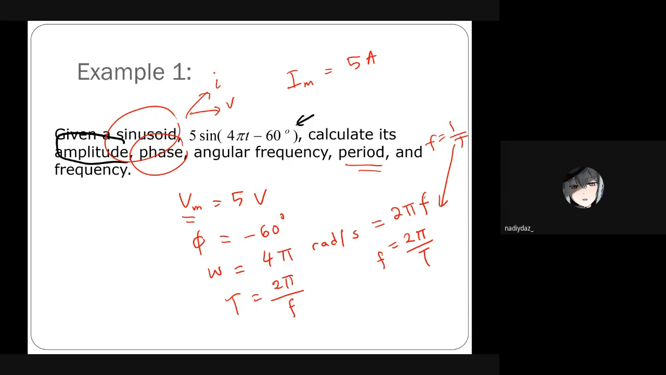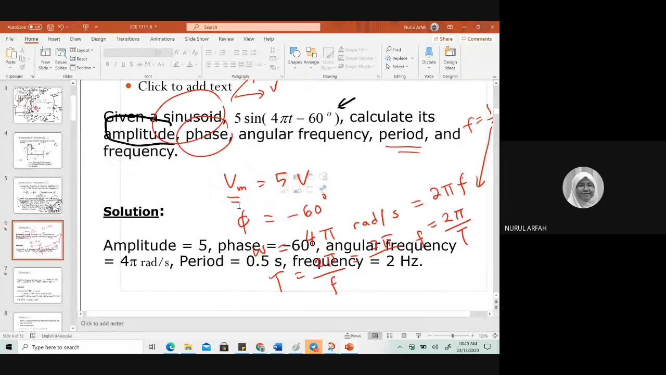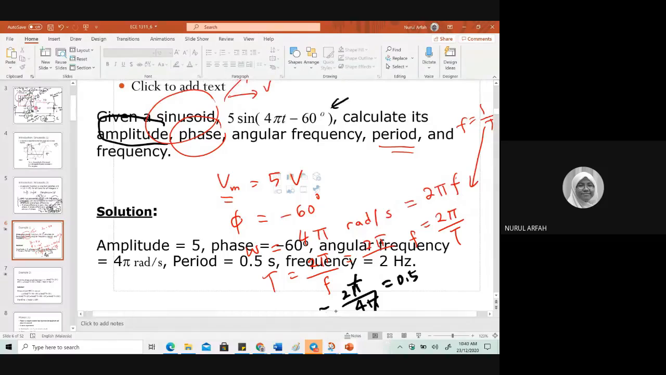Okay, so this is 2 pi over omega. Is this correct? Okay, this 2 pi is equal to this. So yes, it's correct. Period is 2 pi divided by 4 pi. Then this one you can cancel out, then this is half. Since T is in second, it should have that second there. And then frequency is equal to 1 over T, which is equal to 1 over 0.5, which is 2 Hertz.